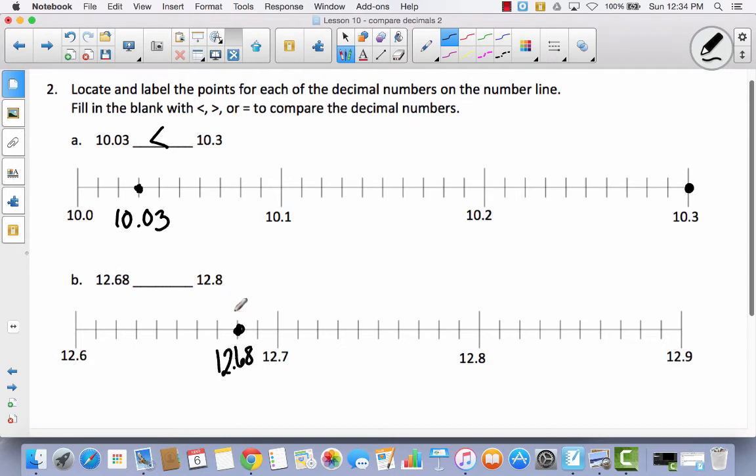And then for 12 and 8 tenths, it's already labeled. All we have to do is just put a point. So now looking at your number line, what would you say here? Well, because 12 and 68 hundredths is before 12 and 8 tenths, then it is less than.